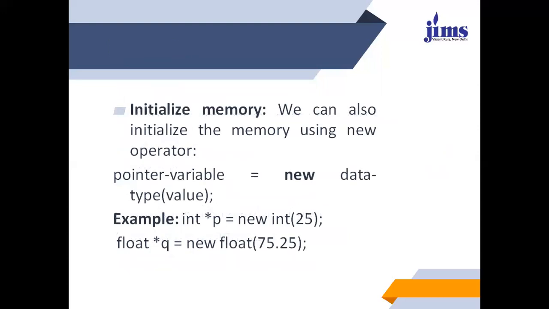Now, initializing memory: we can also initialize the memory using the new operator. int *p, that has to be a pointer variable, = new int(25), and then the value, like 25. In the second example, I have written a float value, 75.25. I hope it is clear to everyone.